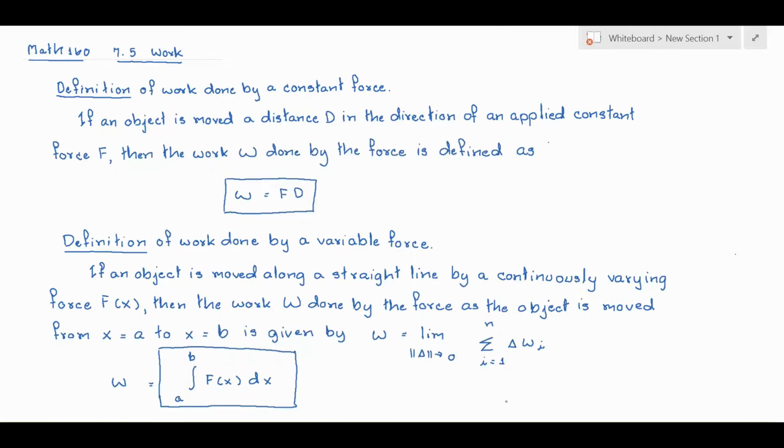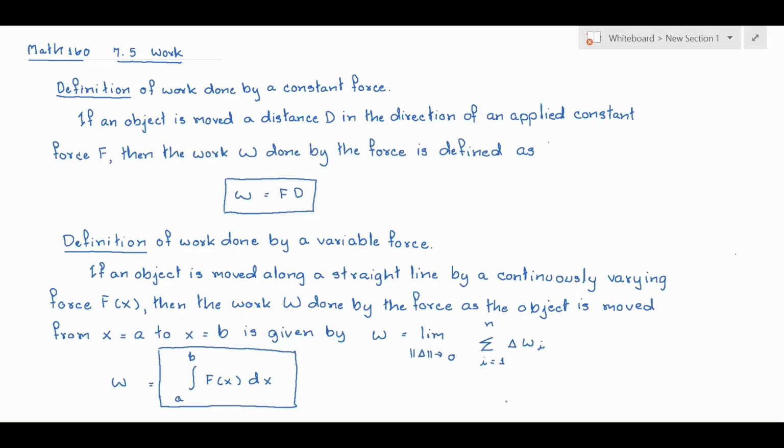Our next section, 7.5, work. Definition of work done by a constant force. If an object is moved a distance d in the direction of an applied constant force F, then the work W done by the force is W equals F times d.